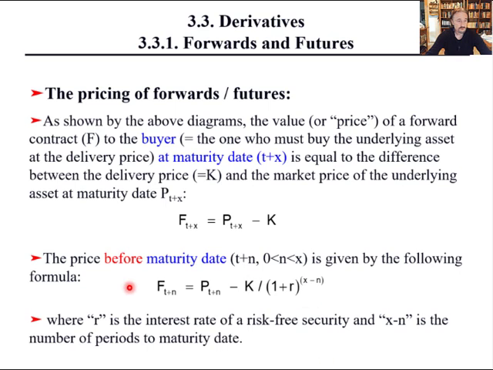So this is the formula that can be used to determine the buying position in the forward contract before maturity date. This formula works empirically quite well. In fact, it was known to market participants even before it had been proven by financial mathematicians.